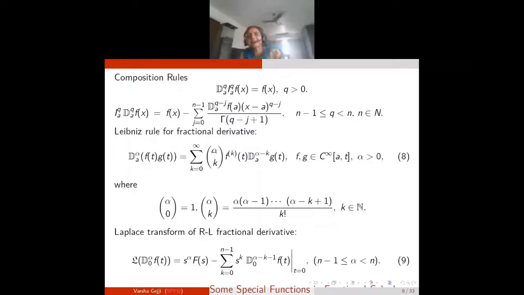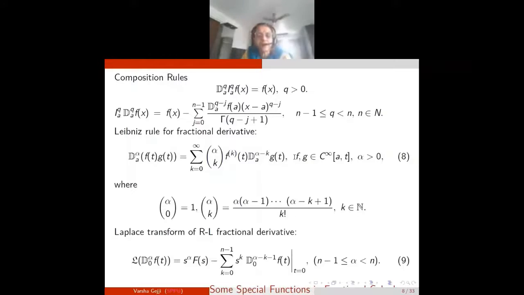Because alpha choose k, when alpha is not an integer, this becomes infinite. When alpha is an integer, this infinite series is truncated, because when alpha is n and k exceeds n, it is all 0. And that is the beauty of traditional calculus, that you have compact expressions. And in fractional calculus, you have complicated expressions, one should say.